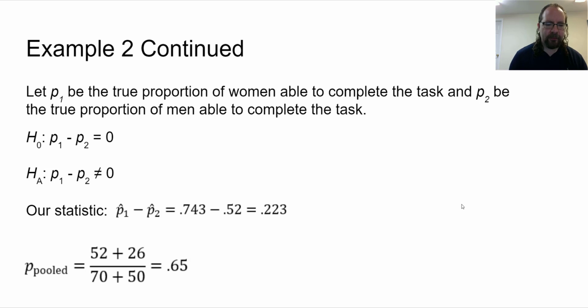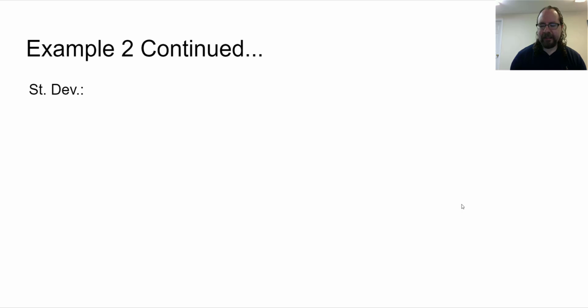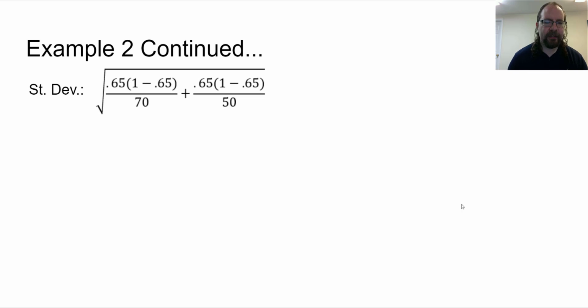We're going to pool our proportions so that we can compute the standard deviation. Again, our numerator is the 52 from the women and 26 from the men. Our denominator is 70 from the women and 50 from the men, and that's going to give us our pooled proportion of 0.65. We could use that then to compute the standard deviation that we need, and here it is. So we have the square root of 0.65 times 1 minus 0.65 over 70, plus 0.65 times 1 minus 0.65 over 50. So you want to make sure that you are plugging that into your calculator correctly and getting the same values that I got, because that gives us a standard deviation of about 0.0883.